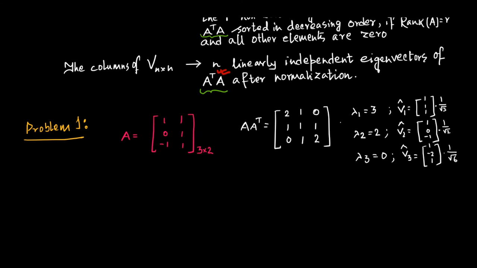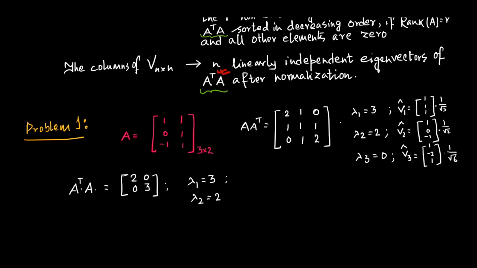Now I have to find out what A transpose A is. Again, you take a pen and paper and calculate A transpose A. A transpose A for this matrix A will be 2, 0, 0, 3. And finding the eigenvalues and eigenvectors is pretty simple. The eigenvalues will be lambda 1 equals 3 and lambda 2 equals 2. I'm writing in decreasing order because, to form sigma, the convention is that the singular values should be sorted in decreasing order, which I'm following from this step.